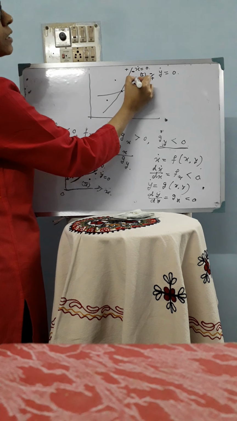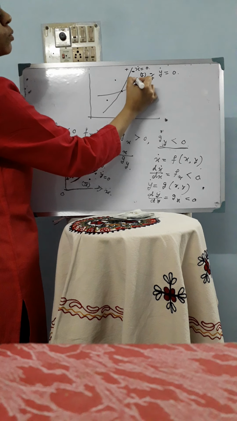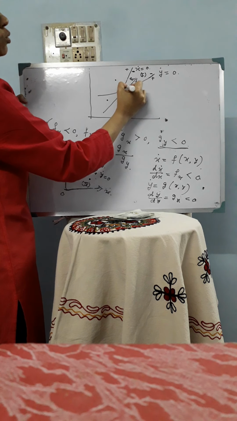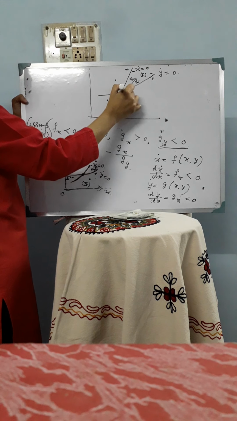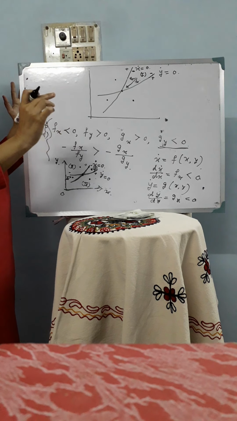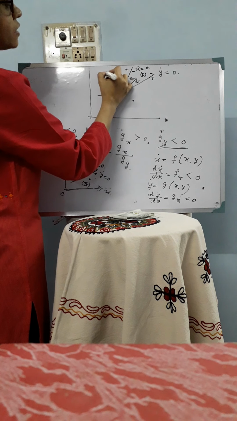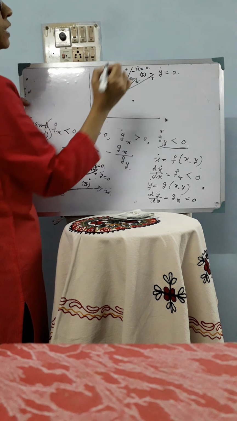So the time path, both x will decline, y will decline, and the resultant time path will be towards the equilibrium point. So this will happen in region 1. Now we go to region 2. Now in region 2 what will happen?